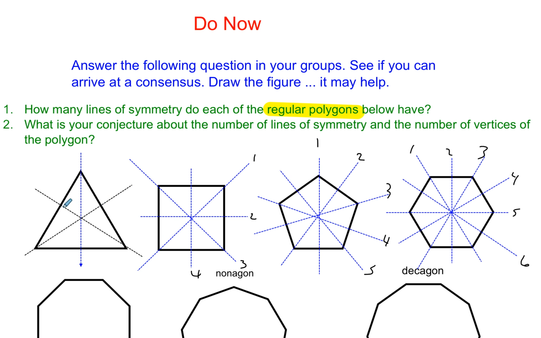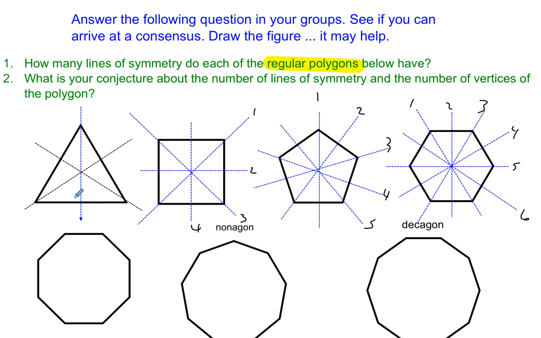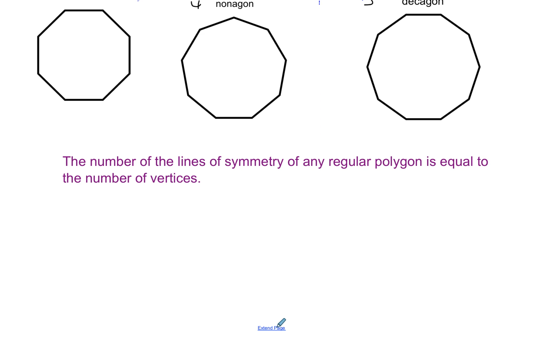So it looks like my conjecture is that the number of lines of symmetry is equal to the number of sides of my regular polygon. In other words, the number of lines of symmetry of any regular polygon is equal to the number of vertices, or the number of sides. So how many lines of symmetry does an n-gon have? An n-gon has n lines of symmetry. In other words, I can draw as many lines of symmetry as I have sides to my regular polygon.